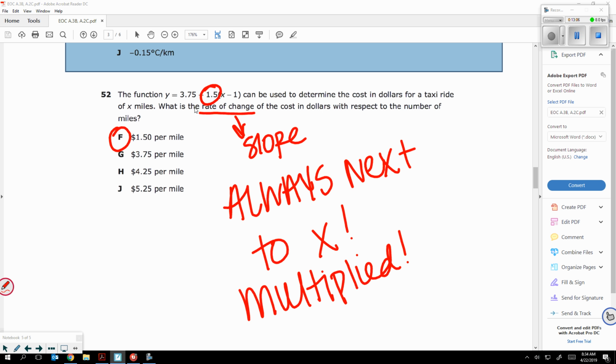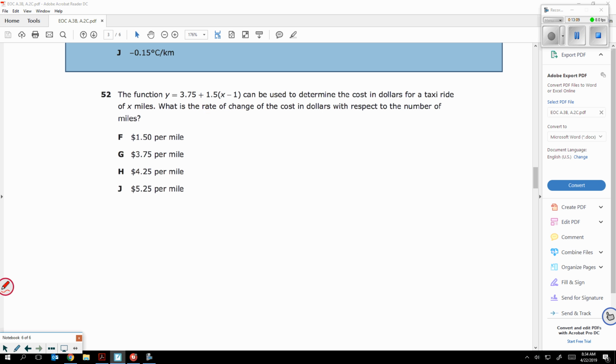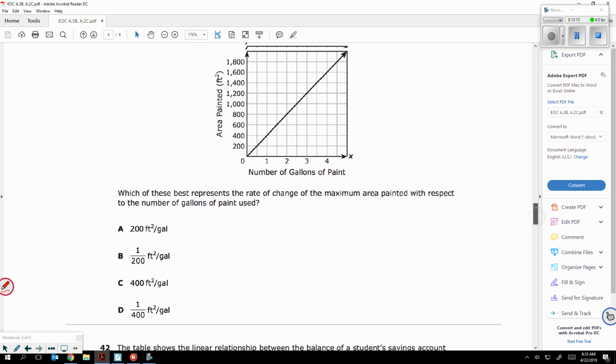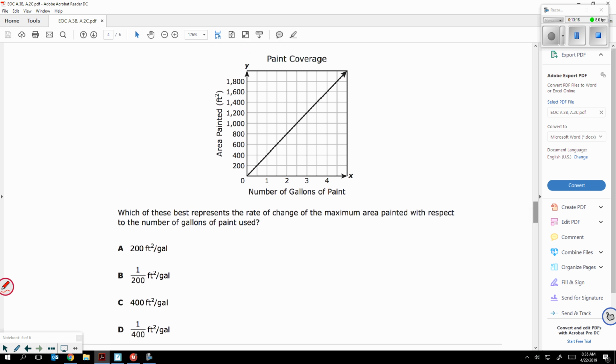Okay, next one, 21. It's asking which of these best represents the rate of change of the maximum area painted with respect to the number of gallons of paint used. So again, I'm looking at exact points. If we look, it's going through every single one. At every single time it touches, it's at an exact point. Now, using this point right here is going to be easier to find.